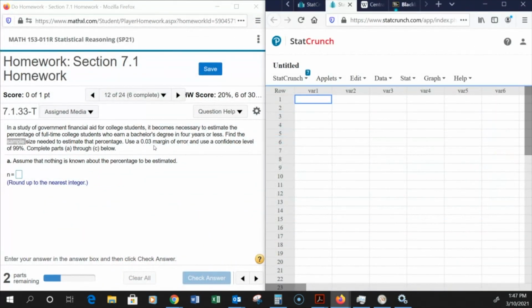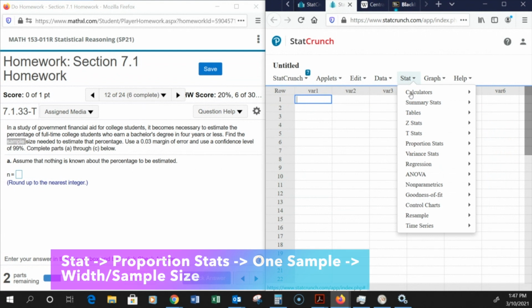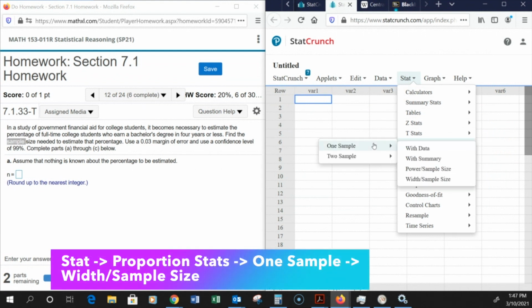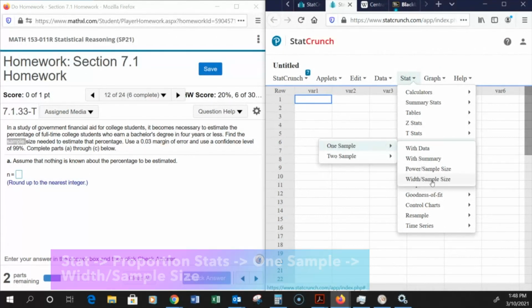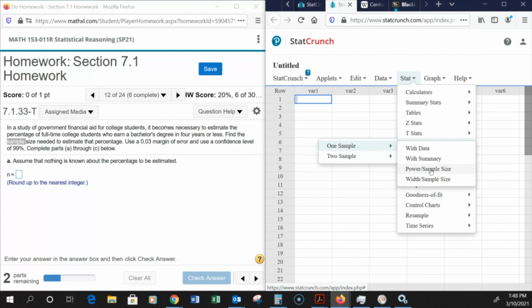So we want a 0.03 margin of error with a confidence level of 99%. Assume that we don't know anything about the proportion of students who earn a bachelor's degree in 4 years or less. We go to stat, we go to proportion, we go to one sample. This is different finally. We go to width, sample size. Power is something we will mention very, very briefly later in the course. I might spend 2 minutes on it. It deserves an entire lecture, but we don't have the time, sorry. Width is what we want to know. So use width, sample size.